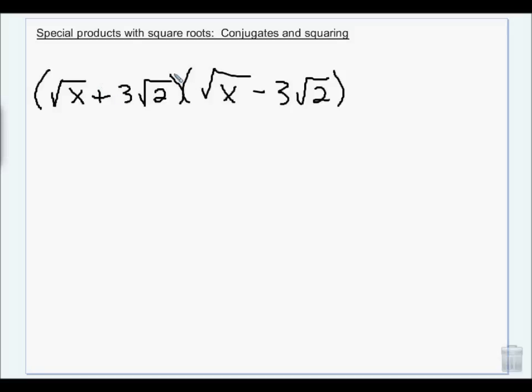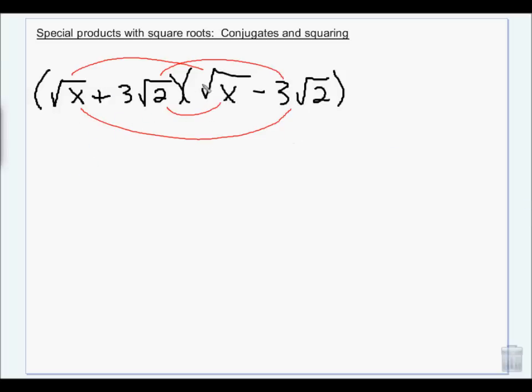Conjugates. Okay, a conjugate occurs when you have identical terms, but one's plus, one's minus. That's all a conjugate is. And what happens, we use the same general idea, FOIL, but it's kind of a special case.